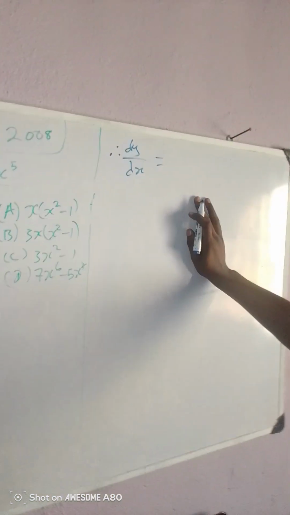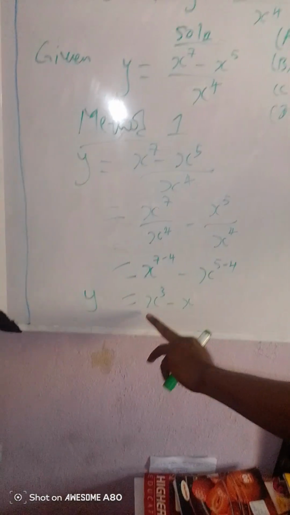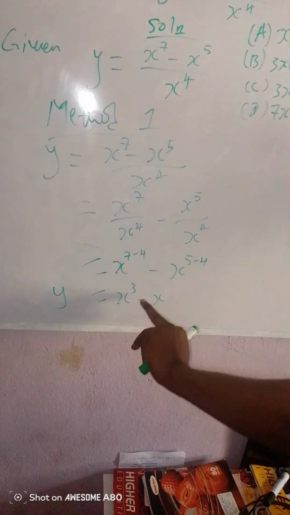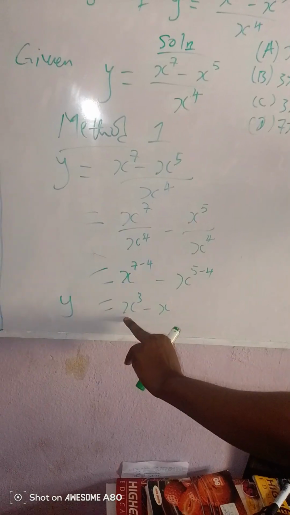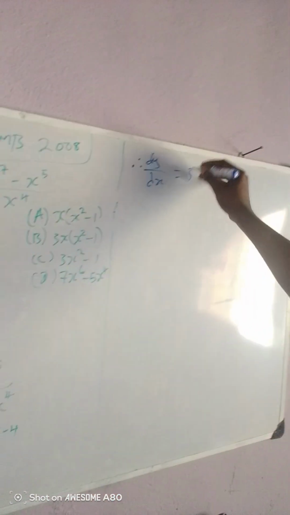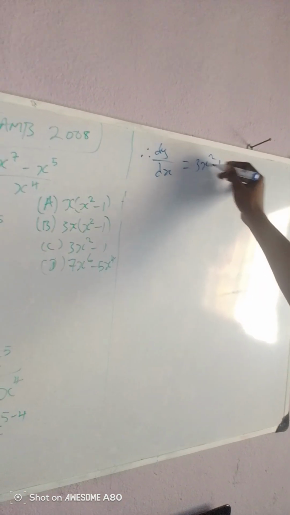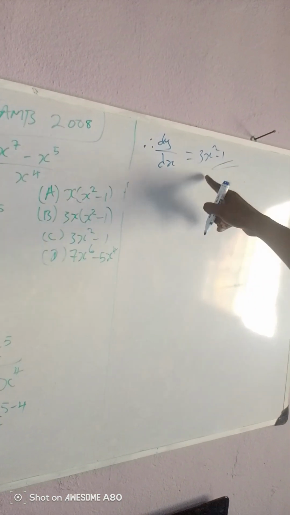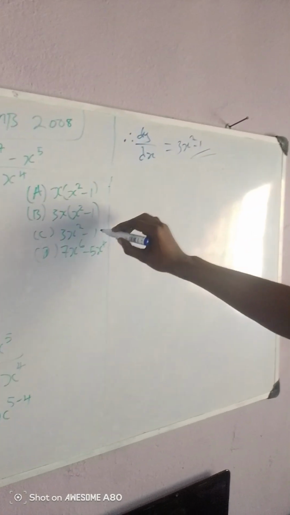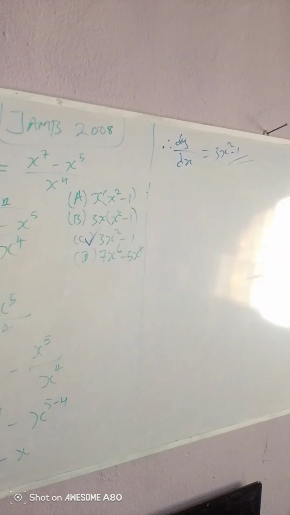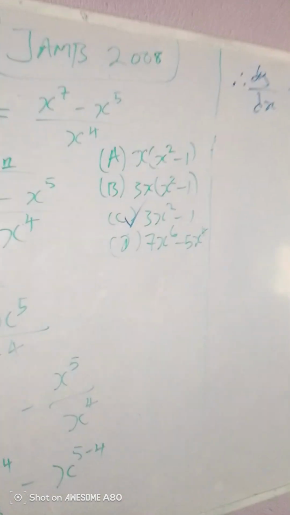If you look at this place very well, where you have x cubed minus x, if you differentiate, this 3 will come down to multiply x, so you get 3x to the power of, you remove 1 from this 3, which is 2. If you differentiate this one, 1. So your dy dx is equal to 3x squared minus 1. And where is it among the options? Option C. That one is method 1.